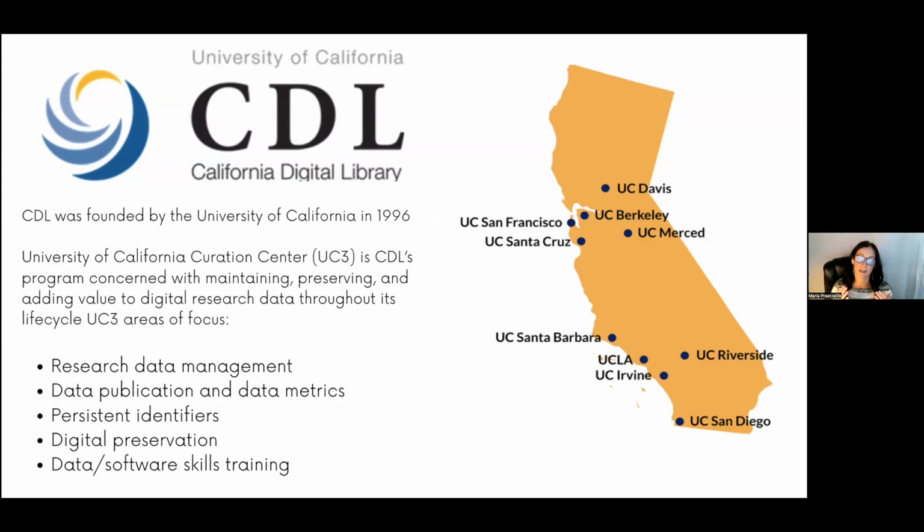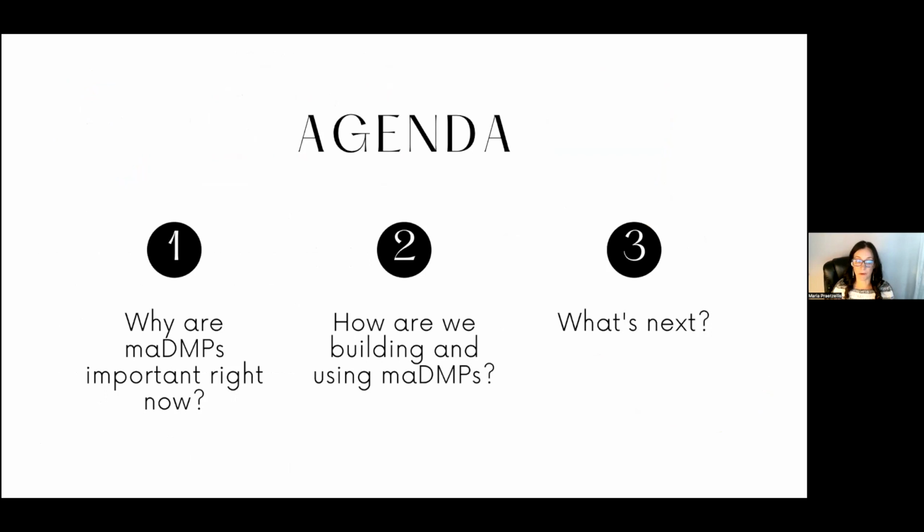So some of the areas that we work on, which I think are important here because they really also inform our approach to machine-actionable DMPs. So obviously we do research data management services. We also work in data publishing and metrics with Dryad, and we work with persistent identifiers with ROR. So those two services also really inform our approach to machine-actionable DMPs as a whole.